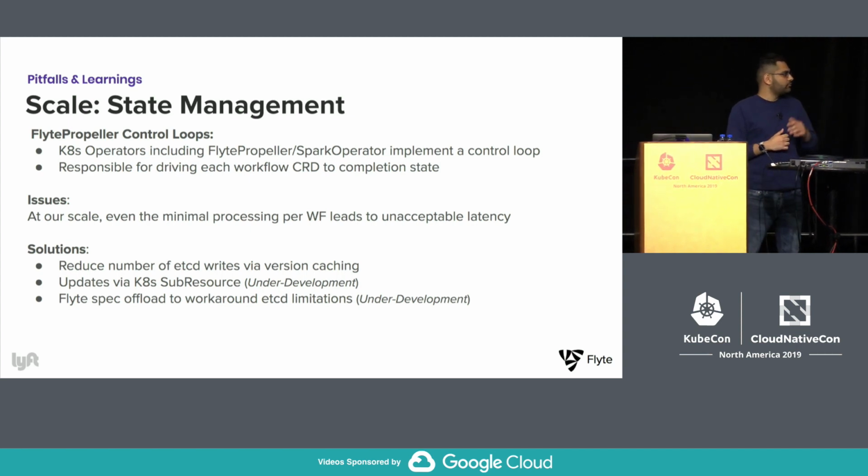Finally, we are also exploring offloading the spec altogether, especially when the spec is in MBs. If you can offload the spec to something like an external blob store like S3 and just store a reference in etcd, that will also help us improve the etcd write times, as well as reduce the overall size of data stored in etcd.